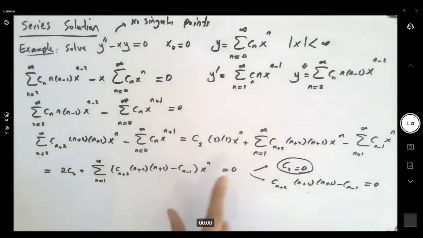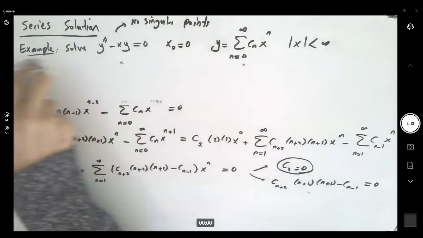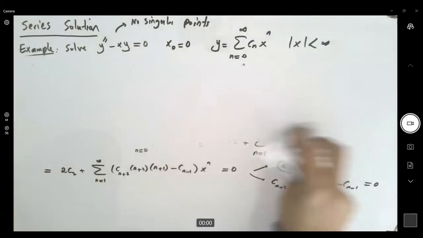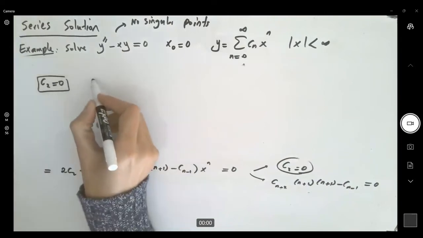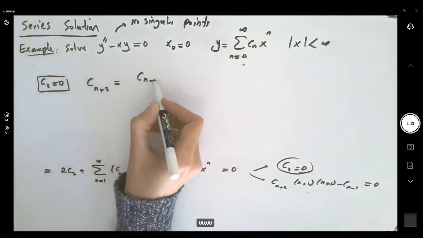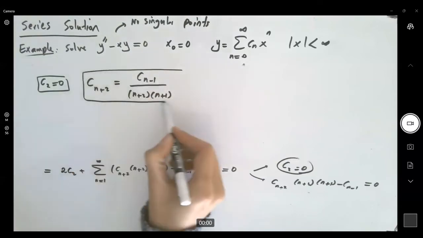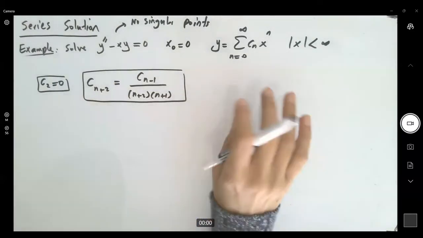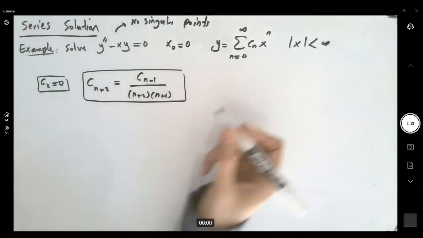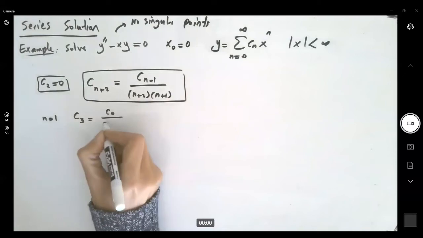Now let me erase this part of the board. I need to copy this down up here so I can find a recursive formula. So far, this is what we did, and this is what we have. We have c2 equal to 0, and we have cn plus 2 equals cn minus 1 divided by n plus 2 times n plus 1. So these are the formulas that we have so far. We're going to break this code so eventually we can distinguish what this power series as a solution of this differential equation represents. So if n is equal to 1, c sub 3 becomes c sub 0 divided by 3 times 2.